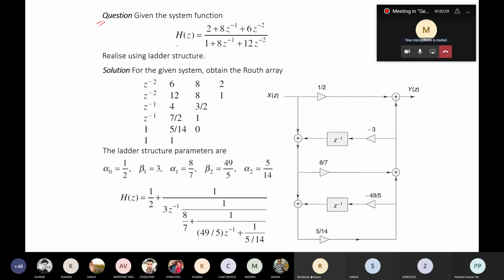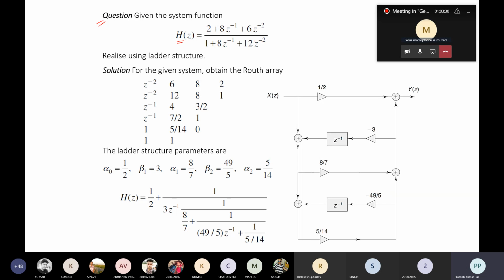So the theoretical part, to understand the mathematical expression of the concept, was quite difficult, or you can say confusing. So we'll see how it can be done with the help of numericals. Suppose H of z is given as 2 plus 8 z inverse plus 6 z to the power minus 2. So for this realization, the coefficients here are minus 2 and here again minus 2.